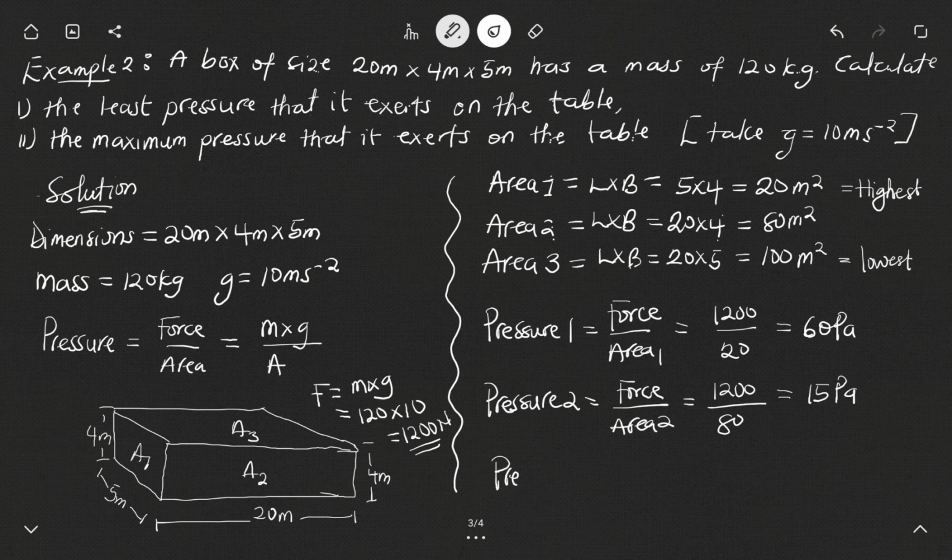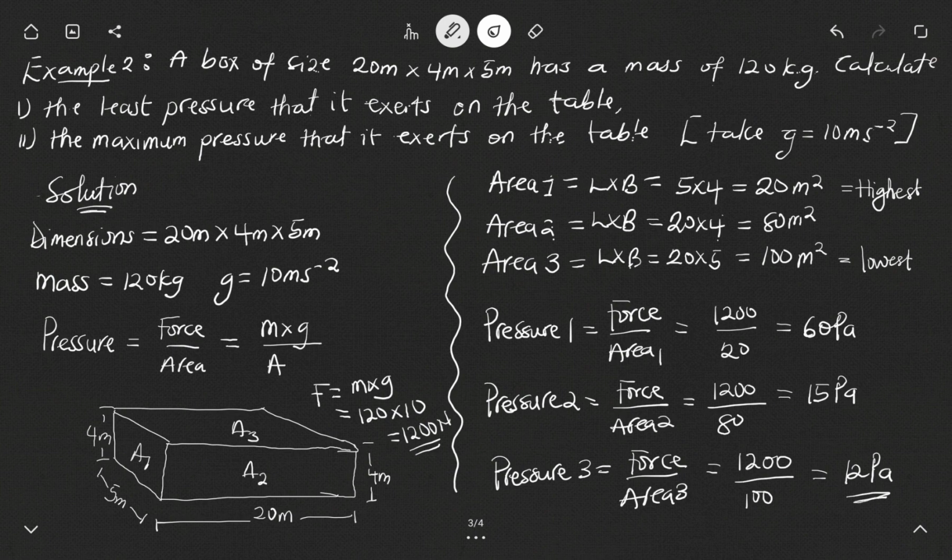Now let's calculate the pressure 3. Pressure 3, we have the same formula, force over area, but the area will be area 3. So this is equal to 1200 over our area 3, which has 100 meters square as our area. So 1200 divided by 100 will give us 12 pascal as our pressure.